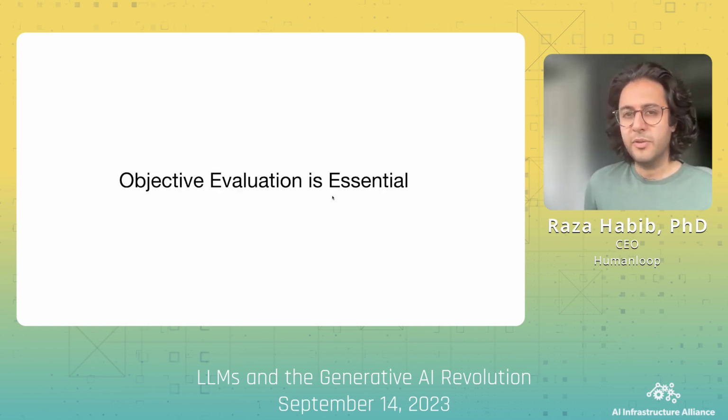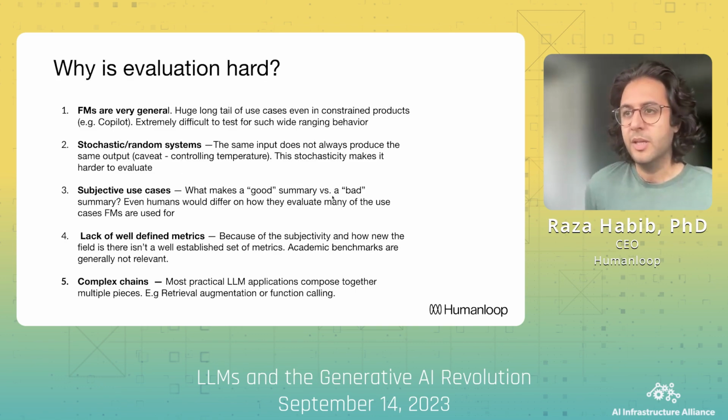So the first one, objective evaluation: why it's essential, what are the pitfalls, how do you do it better? Firstly, why is it hard? The first reason I think it's difficult is that foundation models and large language models are really general. And so the range of use cases that people apply them to and the inputs that you see in production can be very long-tailed. You might test for something in development, you put it into production, and the thing that you see in production has a much wider range of distribution of inputs than you actually tested. So it's difficult to know upfront if it's going to work well.